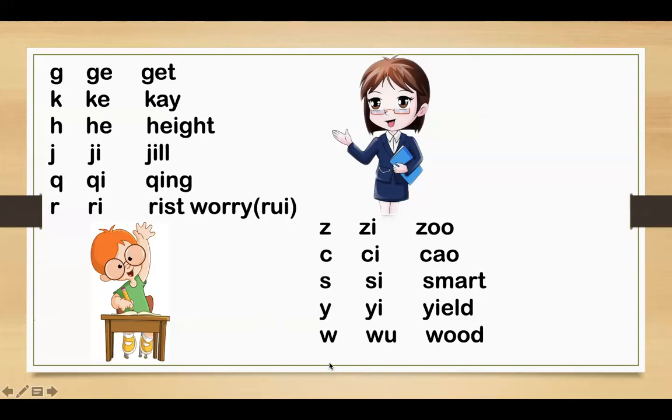And here, these six are simple, just the same as in English. Z, like zoo, and c. Actually, you have to bite your tongue a little bit tight. C, cao, c, and s, smart. And this one, y, yelled, and w, like wood.